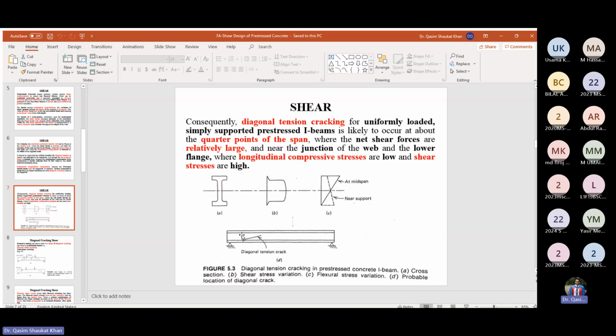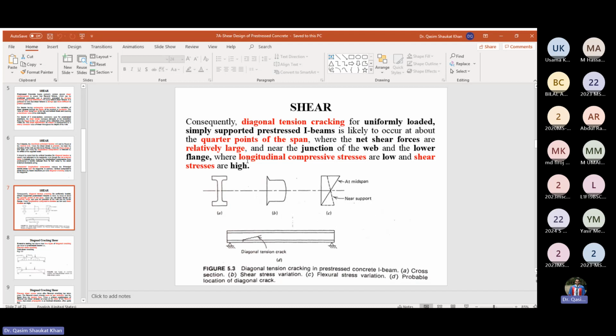ठीक है जी? So diagonal tension cracking for uniformly loaded, simply supported pre-stressed I-beams is likely to occur at about the quarter points of the span, where the net shear forces are relatively large, ठीक है जी? And near the junction of the web and the lower flange, where longitudinal compressive stresses are low and the shear stresses are high. Shear stresses are high.